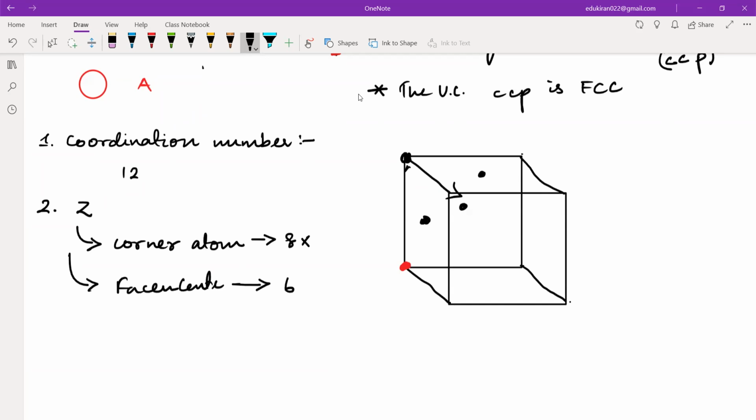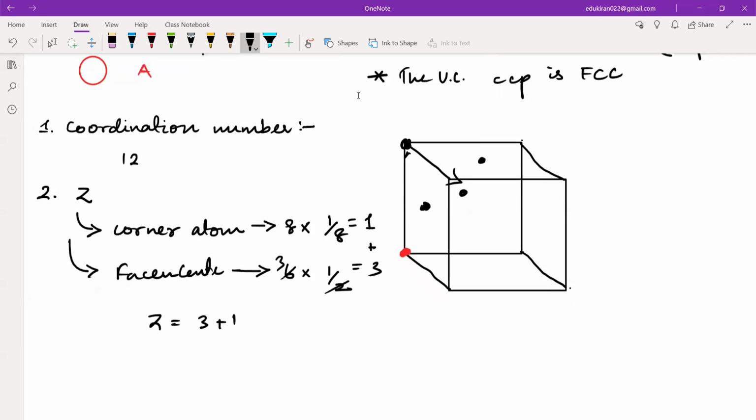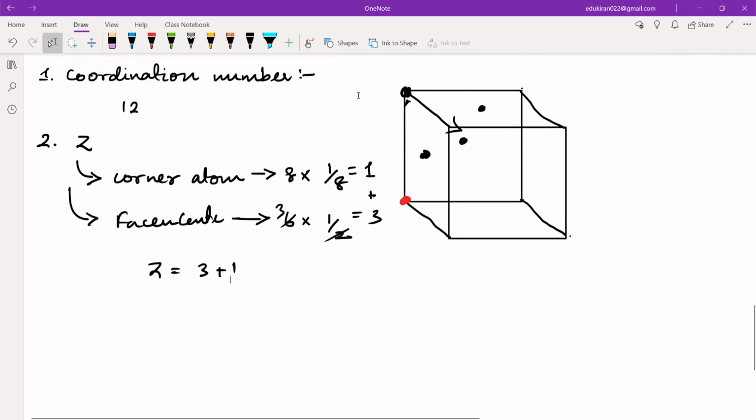6. What is the contribution of corner atom? It is 1/8. What is the contribution of face center atom? It is 1/2. So for the corner atom, you have 1, plus 3 from the face centers, and hence the Z will be equal to 3 plus 1. Yes or no? Yes, sir. Right. Face center will have half contribution, and there are 6 faces. Corner atom has 1/8, and there are 8. And then Z will be equal to 3 plus 1.